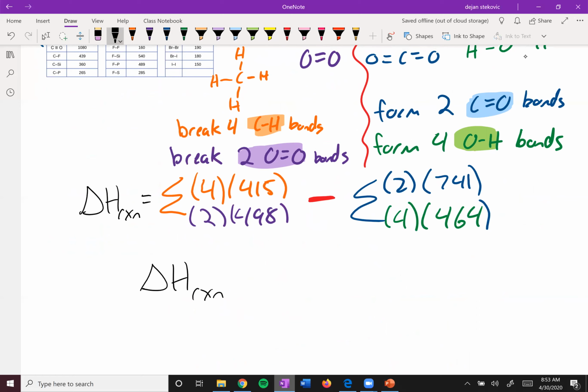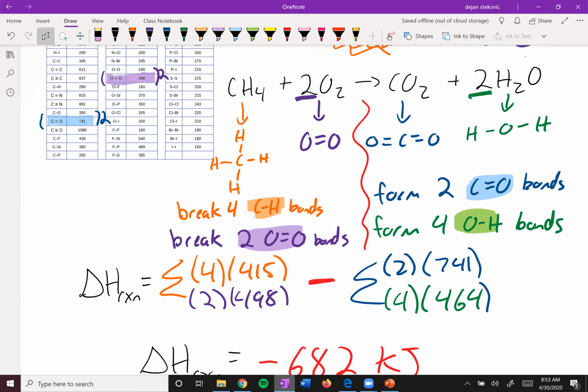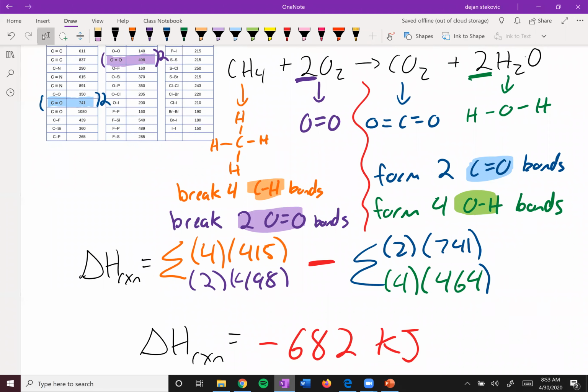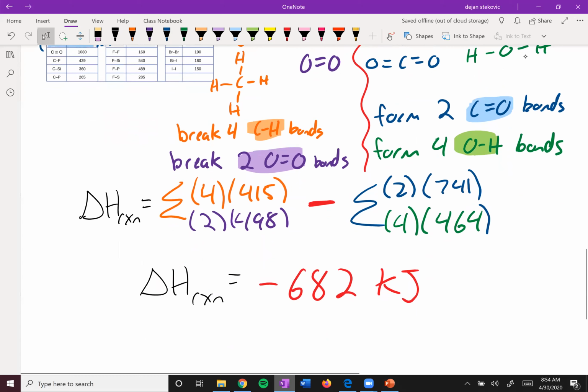And so if you go ahead and do the math, you get the delta H of reaction to be equal to negative 682 kilojoules. So we have an exothermic reaction. That makes sense because we're doing combustion. Think about combustion. It's hot, it's exothermic. And so remember, the energy is released when bonds are formed. So it takes energy to break these bonds, but then you release energy when you form these bonds. And since these bonds on the right are more stable than the bonds on the left, the net effect is a release of energy or an exothermic reaction.